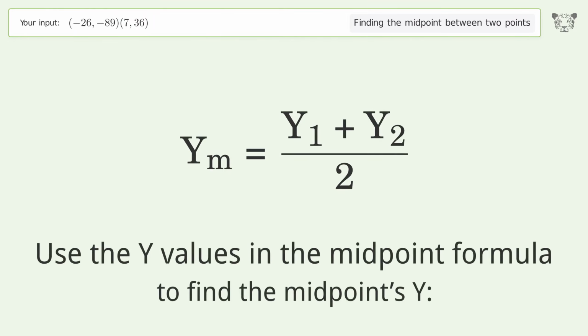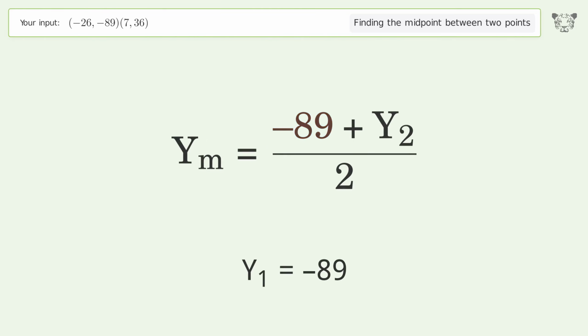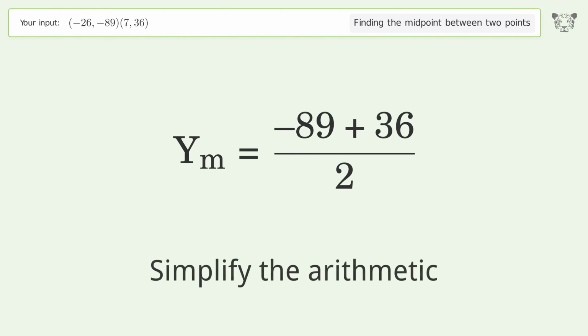Use the y values in the midpoint formula to find the midpoint's y. y1 equals -89. y2 equals 36. Simplify the arithmetic.